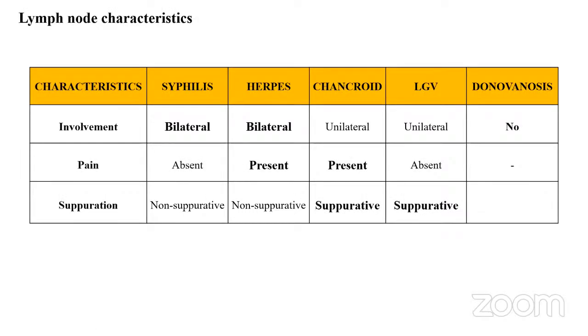And summarizing the characteristics of the lymph node, regarding the involvement, in syphilis and herpes it's usually bilateral, whereas in chancroid and LGV it is unilateral. Regarding the pain, herpes and chancroid have painful lymphadenopathy, whereas in syphilis and LGV, pain is less or absent. The lymph nodes of chancroid and LGV fuse to form an abscess, which ruptures to form a sinus. Usually in chancroid, it is a single sinus, whereas in LGV, it has multiple sinuses. And if you look at donovanosis, it has no involvement.